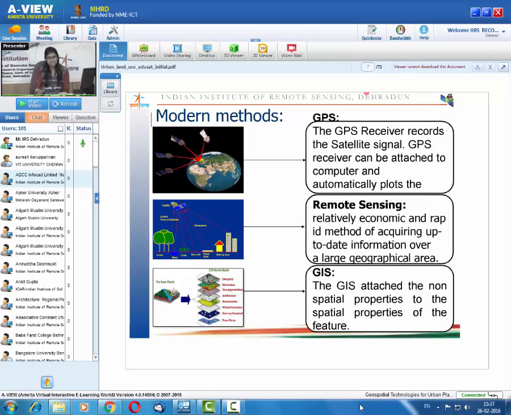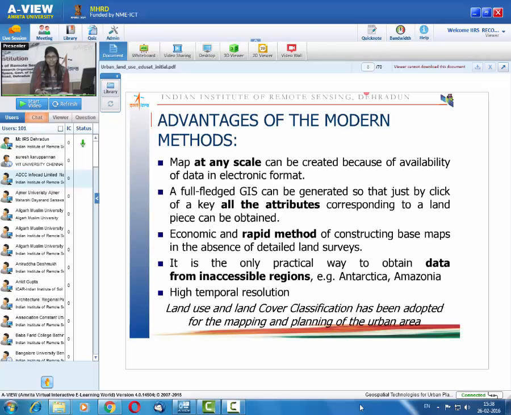Remote sensing is definitely a very economic, a very cheap technique of transferring and extracting information, which also means processing and analysis can be done apart from the preparation of the database.